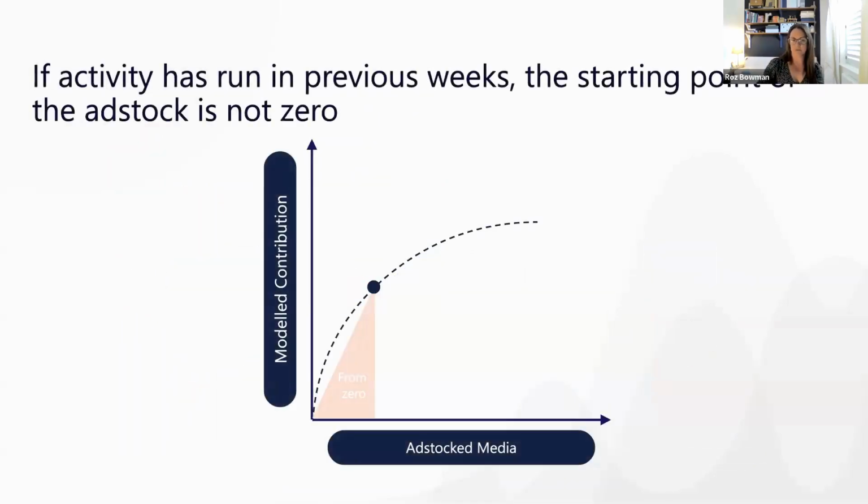Think about it. If we have a media channel with an ad stock in place, and we want to measure the uplift of a given week, we would need to consider what's happened before. Because if activity is run in previous weeks, the starting point of the ad stock is not zero, so the model contribution will not be as high because the diminishing returns are harsher. So we'll always need to consider what happens before if there's an ad stock on a channel, and therefore we need to be careful with how we use our curves.